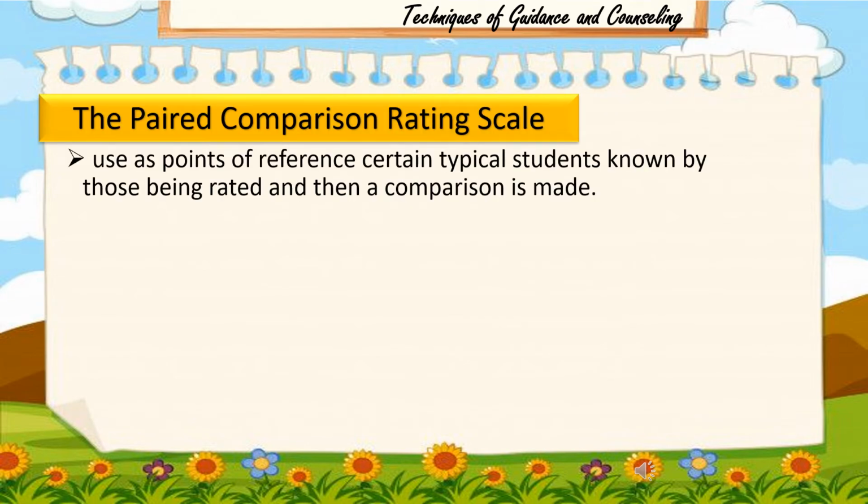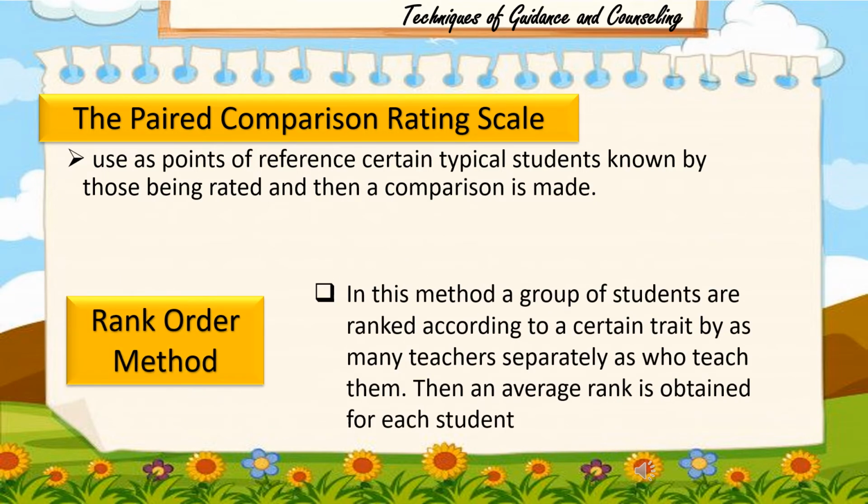The paired comparison rating scale uses points of reference, certain typical students known by those being rated, and then the comparison is made. And the last one is the rank order method. In this method, a group of students are ranked according to a certain trait by as many teachers separately as teach them. Then, an average rank is obtained for each student.